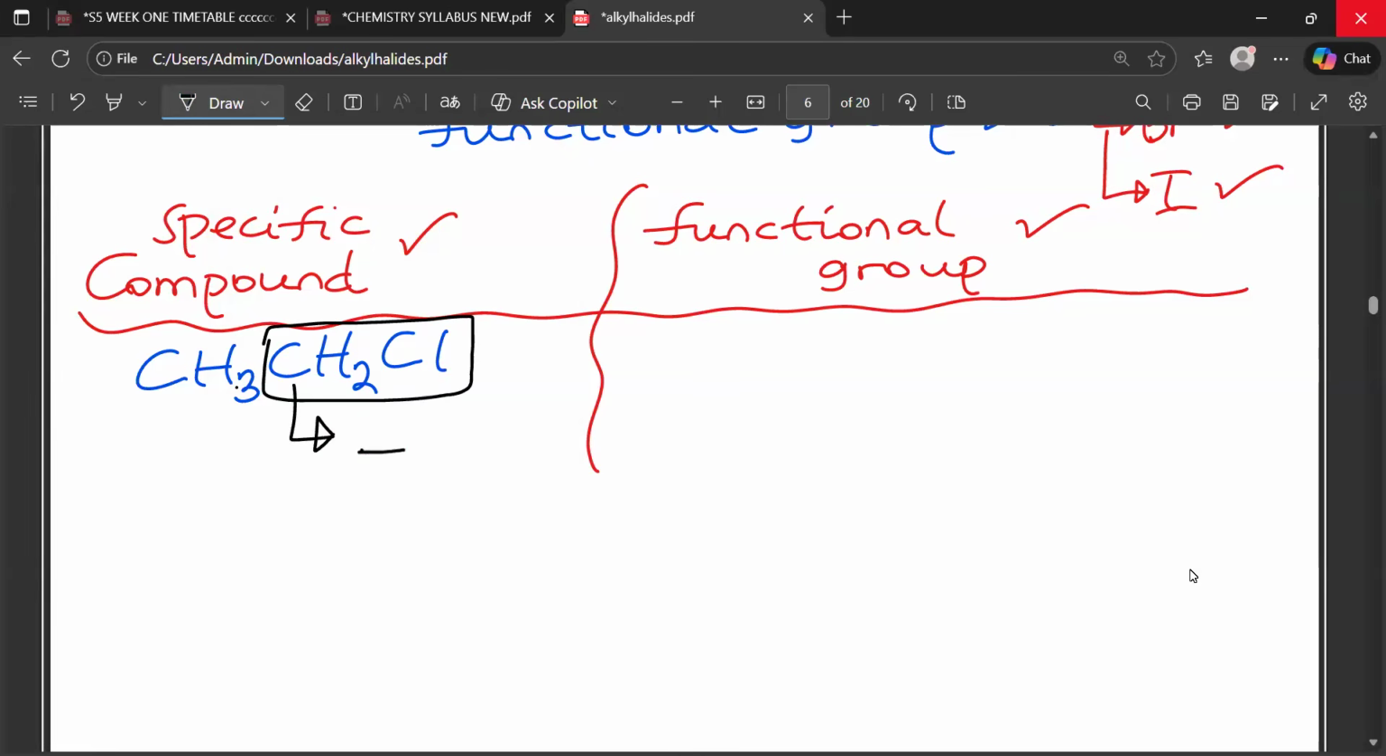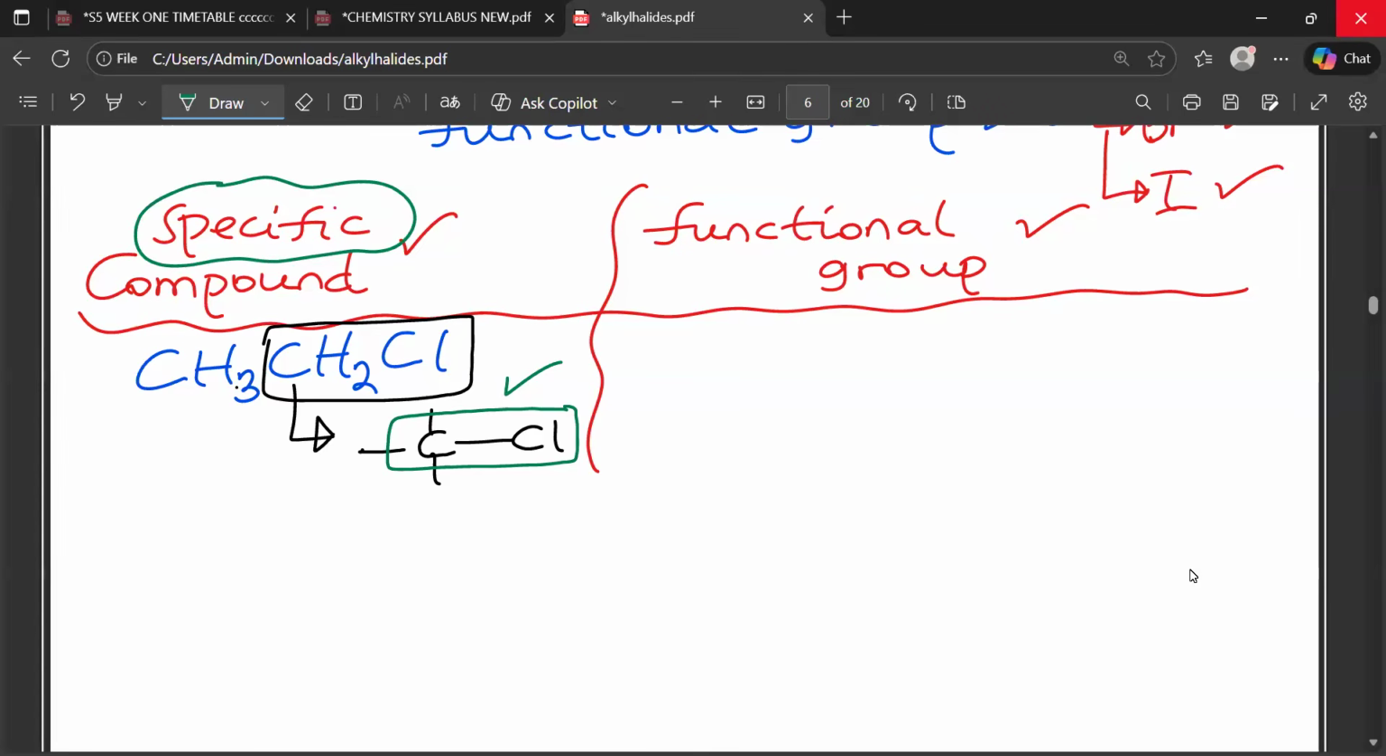Like this one is the same as C, then Cl. Then these other two hydrogens are here. So the special thing about that compound is this bond. When they ask you for the functional group in this compound, don't just say carbon to halogen. Here the halogen has been specified. That's why I called that a specific compound.